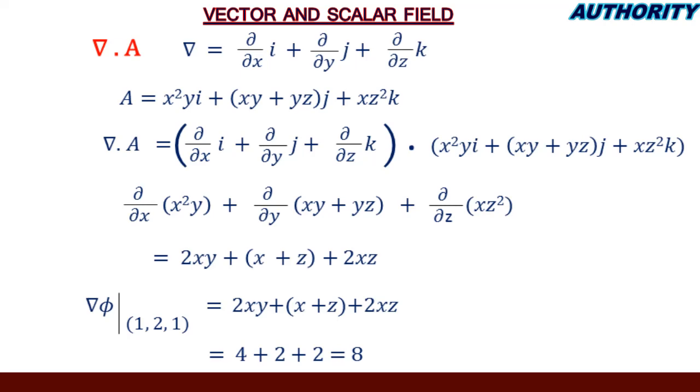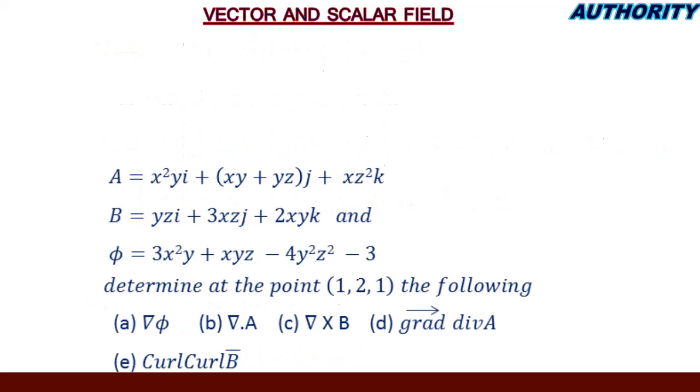Now let's go to C. C is telling us del, or nabla, cross B. Recall that the operator del gives the partial derivative with respect to x, y, and z on the i, j, and k components. And B is equal to yz i plus 3xz j plus 2xy k.